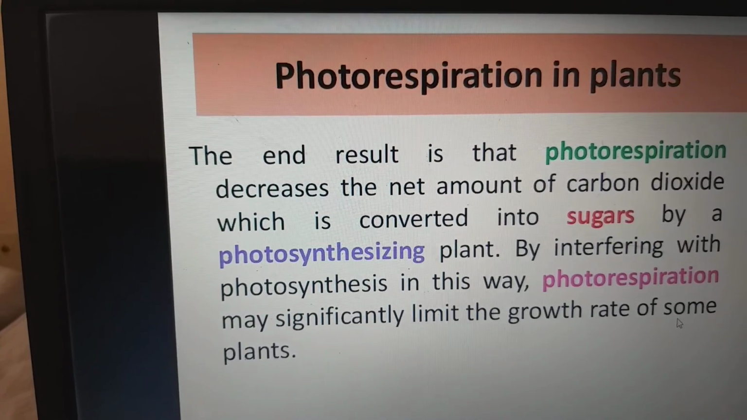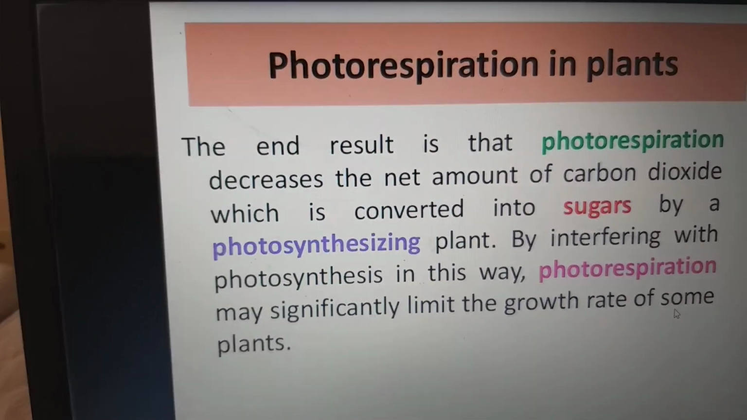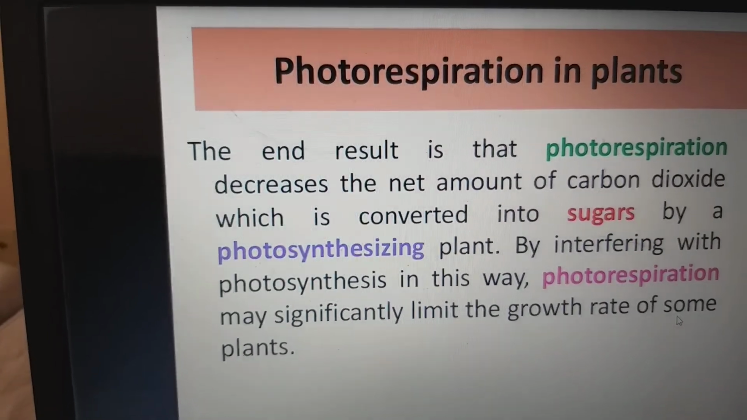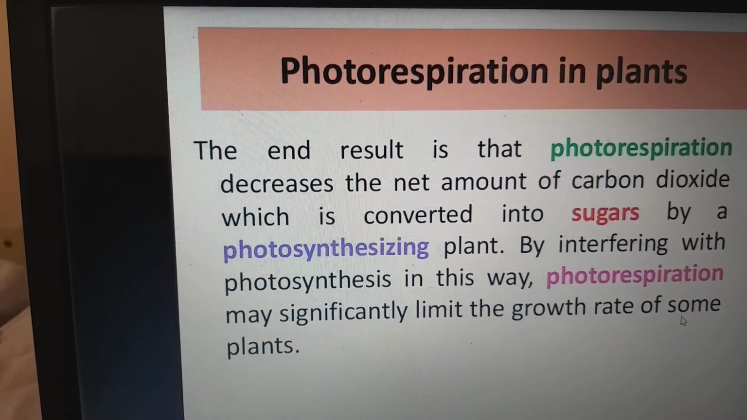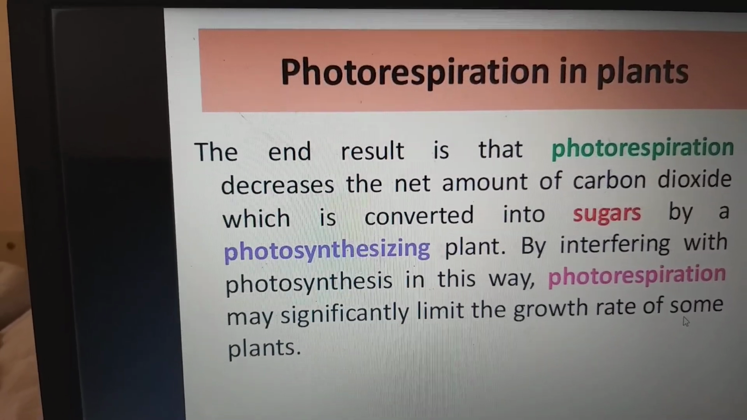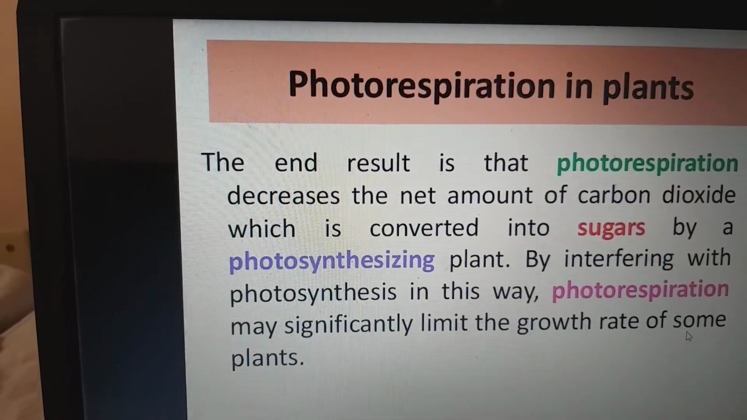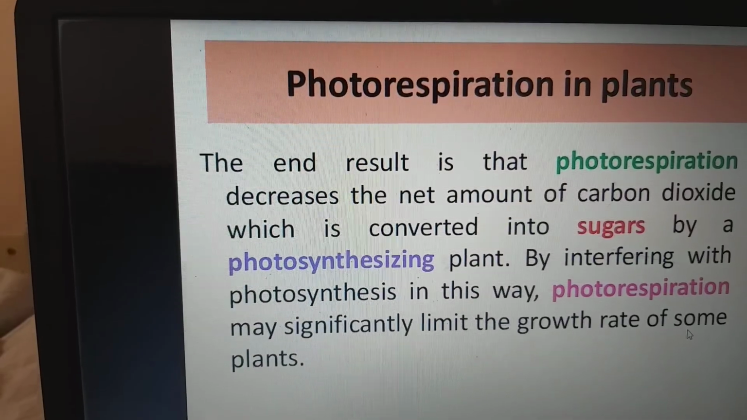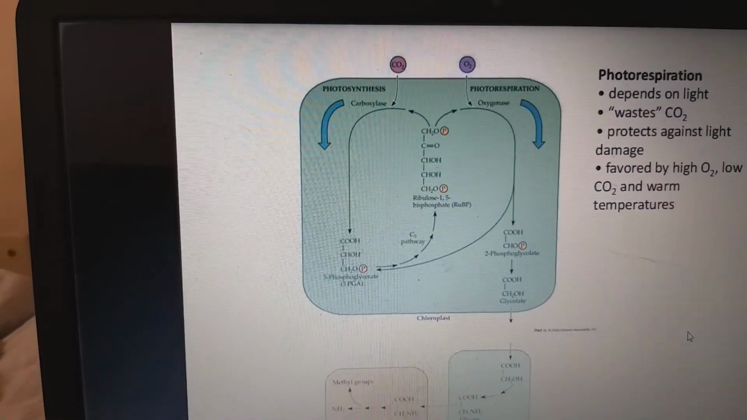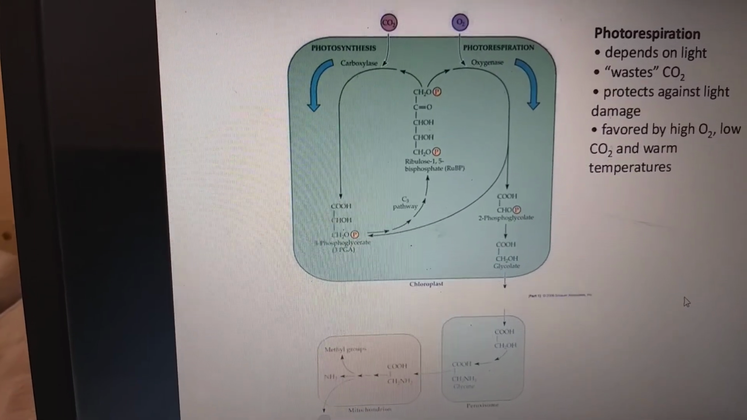Photorespiration in plants: the end result is that photorespiration decreases the net amount of carbon dioxide which is converted into sugars by a photosynthesizing plant, by interfering with photosynthesis in this way. Because of photorespiration, photosynthesis is being interrupted. Photorespiration may significantly limit the growth rate of some plants. In this picture, it is clearly shown how photorespiration happens.